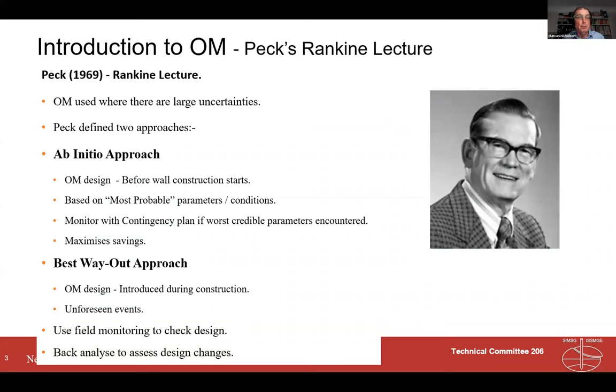He identified two approaches, basically the ab initio approach, which is where the design is developed with the options of change prior to the start of work. And in his terms, he started with most probable parameters, which enabled him to do a cost-effective design. But he had a monitoring plan with contingencies to take on board the worst credible parameters encountered in construction. And that enables a maximizing of savings.